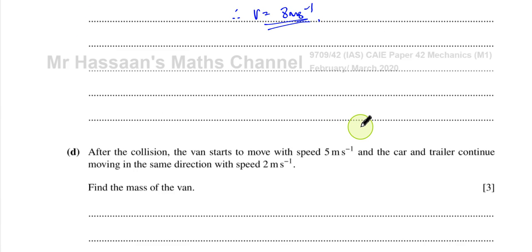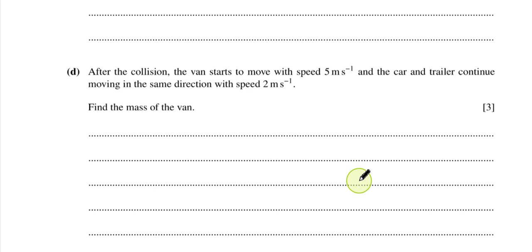After the collision, the van starts to move with a speed of 5 meters per second, and the car and trailer continue moving in the same direction with a speed of 2 meters per second. Find the mass of the van. So here we have a question about the conservation of linear momentum. I'm going to save this video in part also in the playlist for momentum, because this last part of the question is dealing with that. So we have to find the mass of the van.